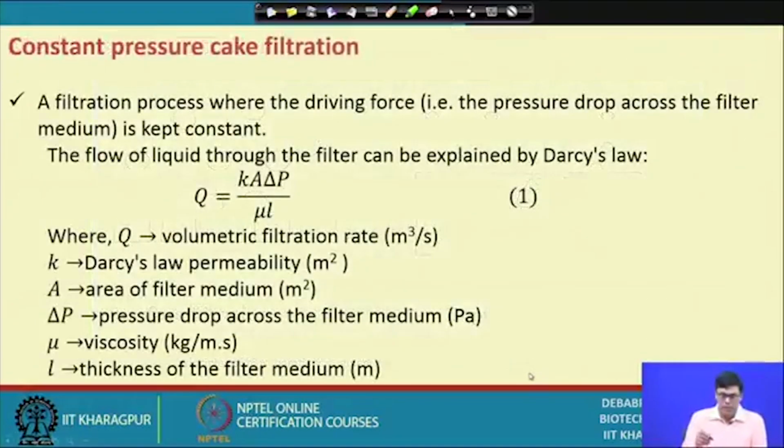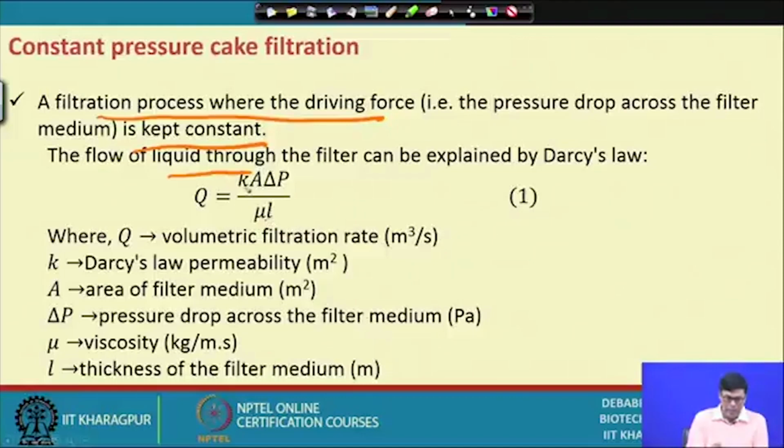Now, the constant pressure filter cake filtration process is the process where the driving force is kept constant. The flow of liquid through the filter depends on K into A into del P by mu L, where K is the Darcy law permeability, A is the area of the filter, del P is the pressure difference across the filter media, mu is the viscosity, and L is the thickness of the filter media.